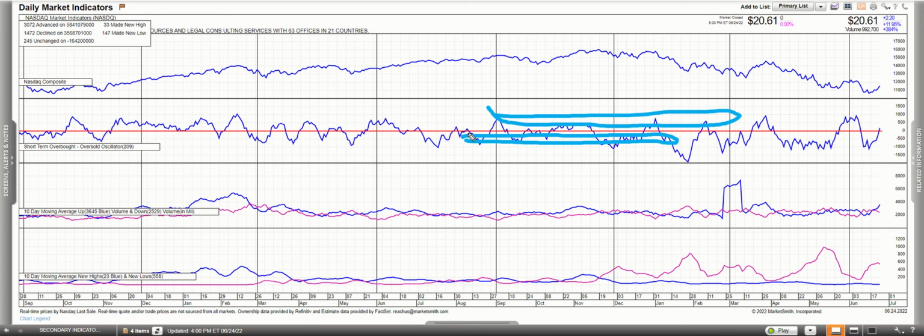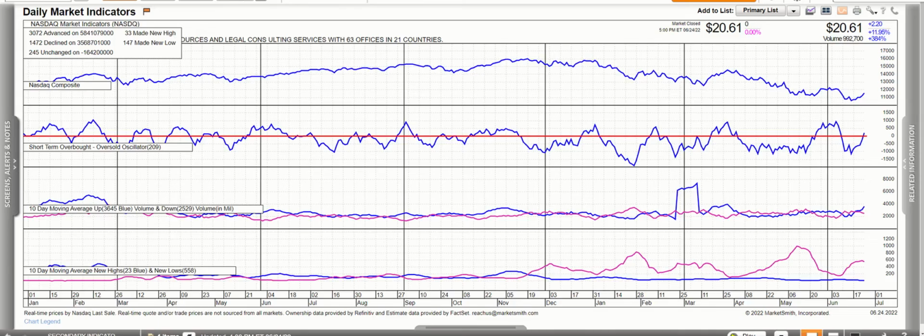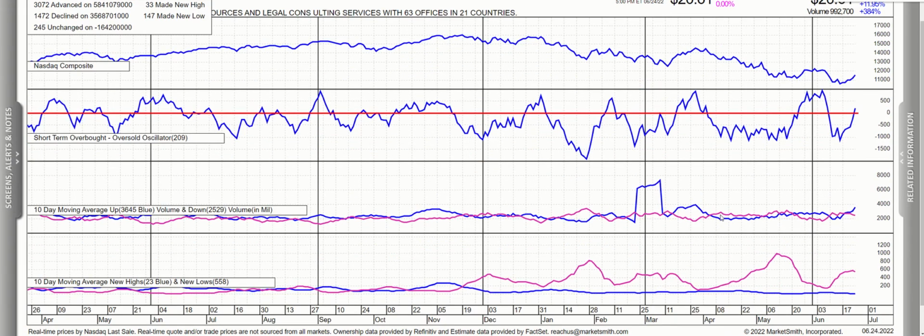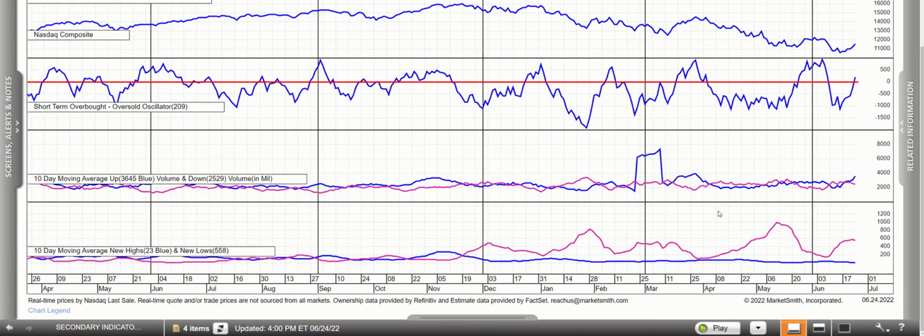This is the overbought, oversold oscillator, short term, okay? Well, look at where it's at right now. Let me see if I can zoom in on this a little bit more so I can make sure y'all can see it. You see where it's at right now? You see this overbought, oversold oscillator for the NASDAQ? We have gotten back above zero on Friday.